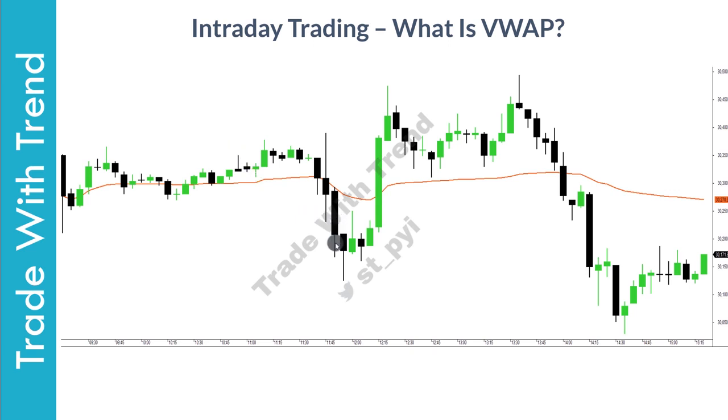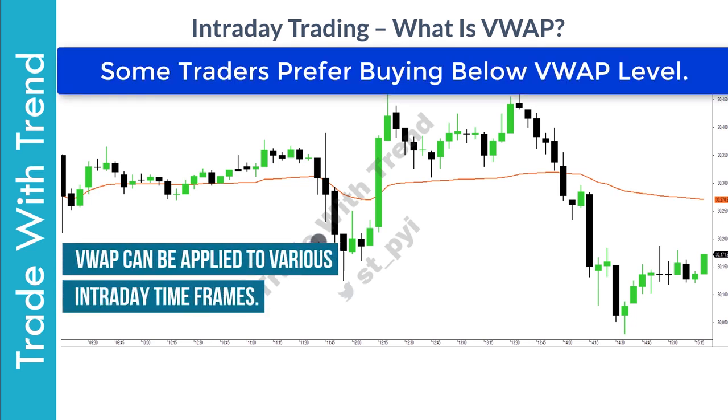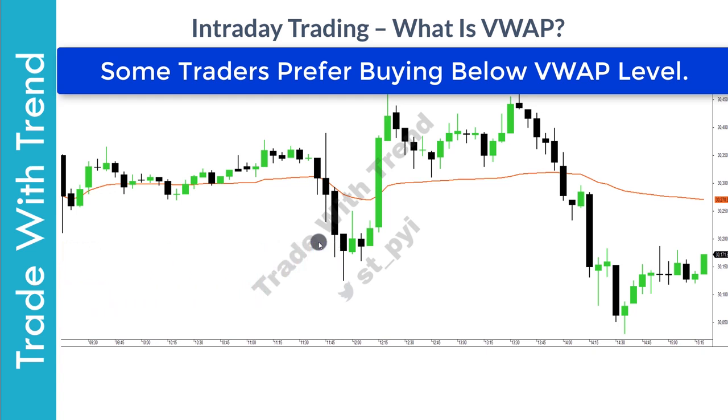There are also traders who prefer to buy the stock when it is below the VWAP level as this indicates stock being underpriced. Now, as an intraday trader, you can apply VWAP indicator on a 1 minute time frame chart, 5 minute time frame chart, 15 minute time frame chart, or any time frame of your choice.